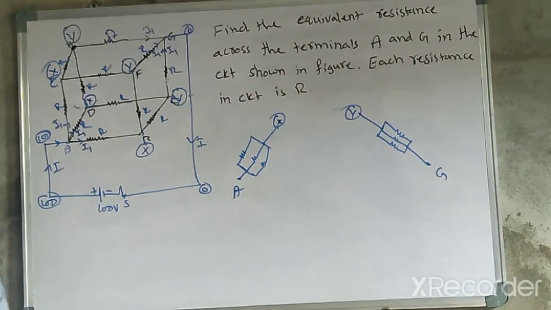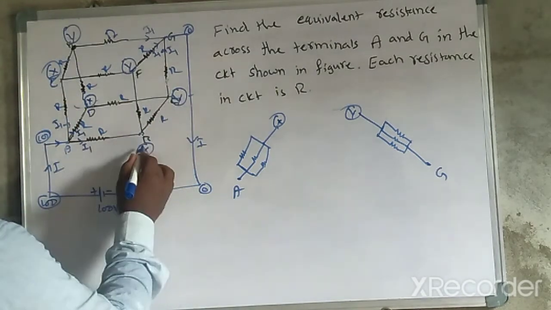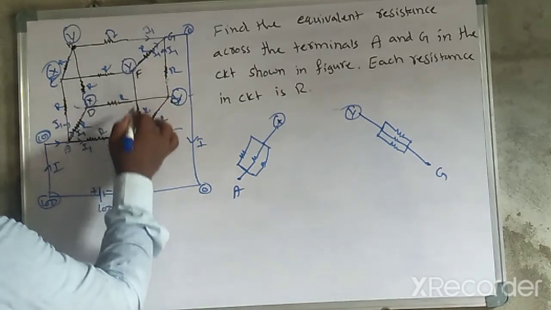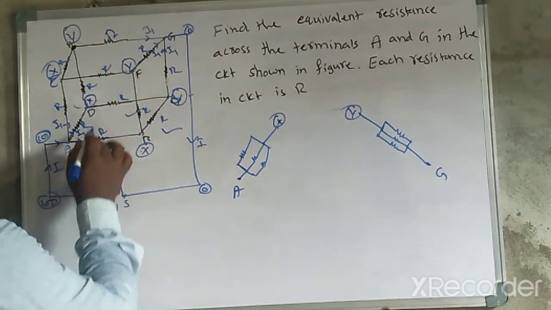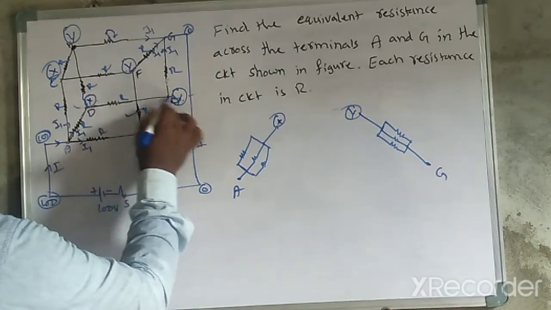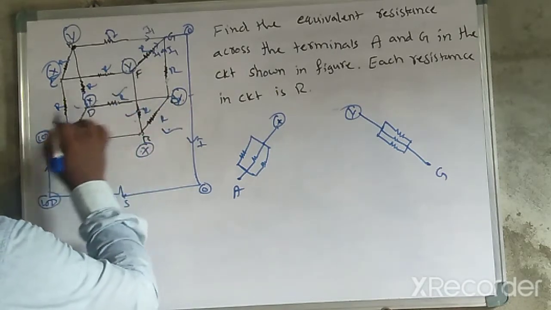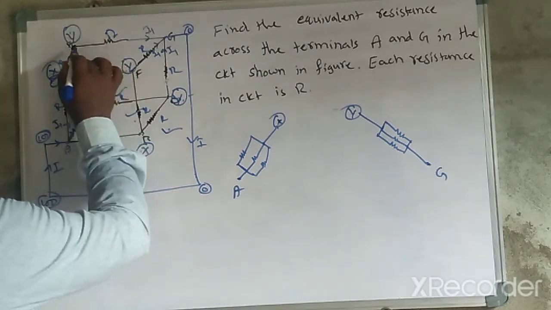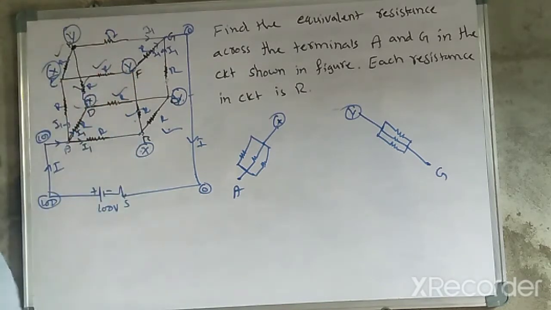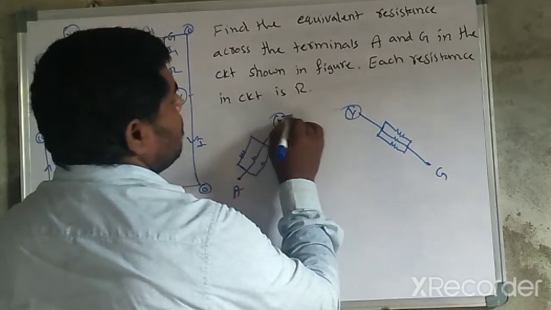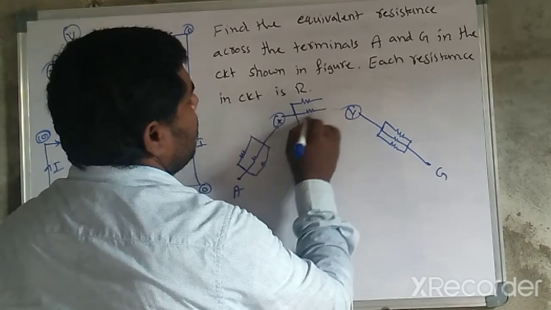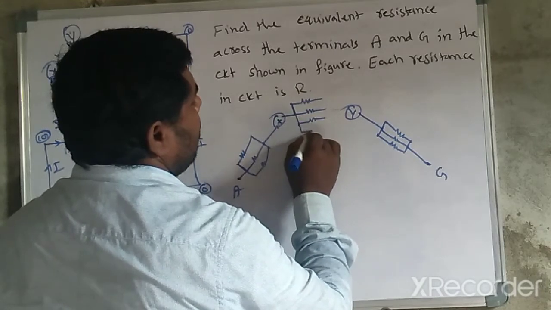Now identify how many resistors there are between X and Y. Here X, here Y, one resistor. Here X, here Y, another resistor, and another resistor. 1, 2, 3, and here the 4, 5, 6 resistors. In total, 6 resistors with the same potential. That's why it is a parallel combination.